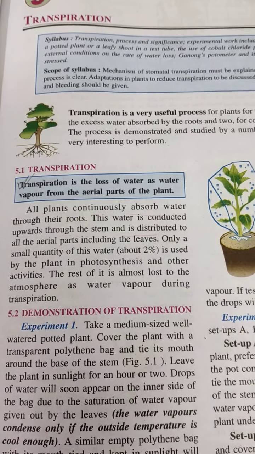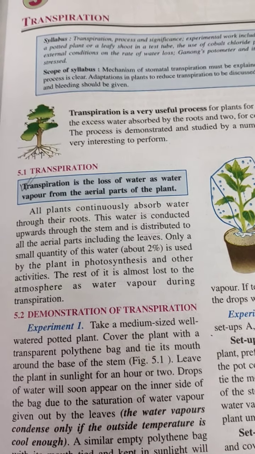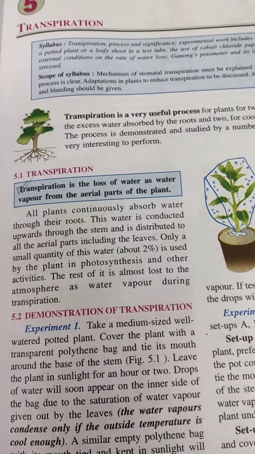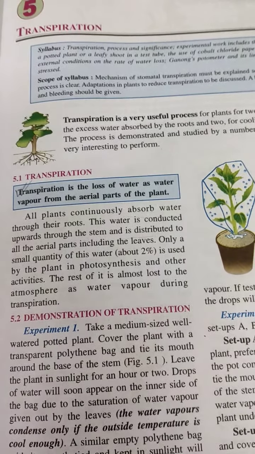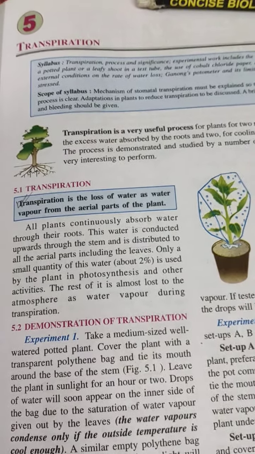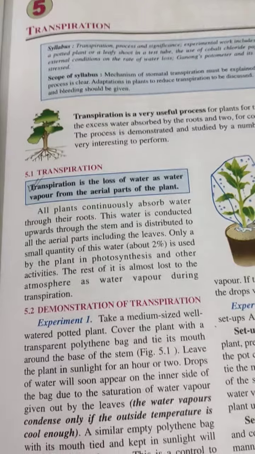Hello class 10. Today I am starting with a new chapter, that is transpiration. Now, in the reduced syllabus, the chapters which I have already completed, I am just repeating it once. I have completed genetics, I have completed absorption, cell division and structure of chromosomes. Then I have completed photosynthesis, I have completed excretory system. So these chapters are there in your syllabus.